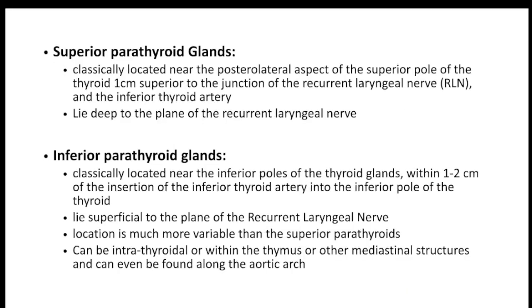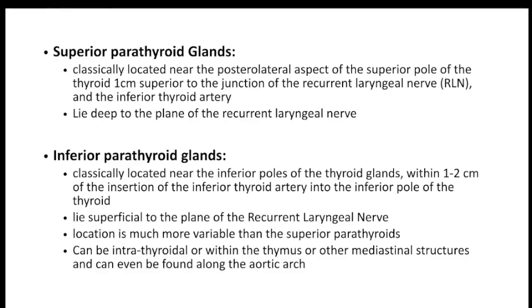So they usually exist as two pairs, the superior parathyroids and the inferior parathyroids. The superior parathyroids are classically located near the posterolateral aspect of the superior pole of the thyroid, about 1 centimeter superior to the junction of the recurrent laryngeal nerve and the inferior thyroid artery, and they lie deep to the plane of the recurrent laryngeal nerve.